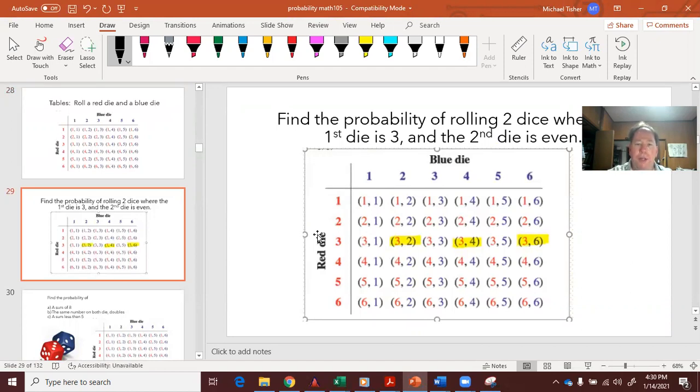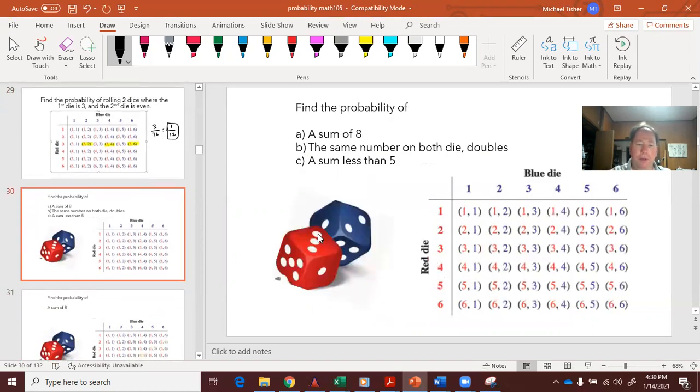Okay, now suppose you wanted to find the probability of rolling two dice where the first die is 3 and the second die is even. Well, again, we just figure out what the possibilities are in this case. So we've got 3 and 2, 3 and 4, and 3 and 6. So what's the probability? Well, it's going to be 3 over, and how many total possibilities do we have? We have a total of 36 possibilities. So 3 over 36, which is 1 over 12. Okay, we'll do all three of these examples.